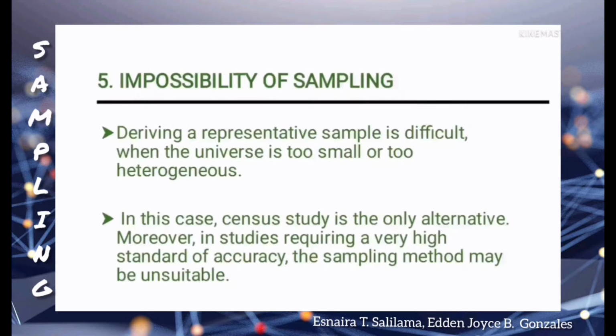Deriving a representative sample is difficult when the universe is too small or too heterogeneous. In this case, census study is the only alternative. Moreover, in studies requiring a very high standard of accuracy, the sampling method may be unsuitable. There will be chances of errors even if samples are drawn most carefully.